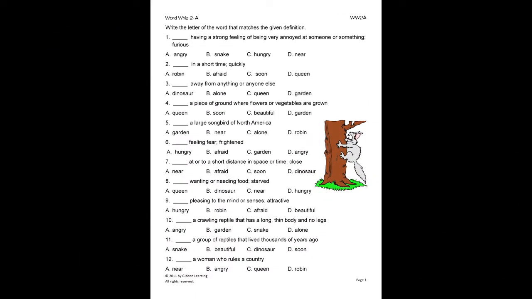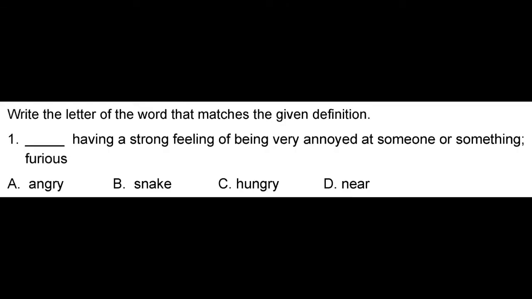On this exercise, the student will write the letter of the word that matches the given definition. Let's do number 1, for example. First, read the given definition. Having a strong feeling of being very annoyed at someone or something, furious.